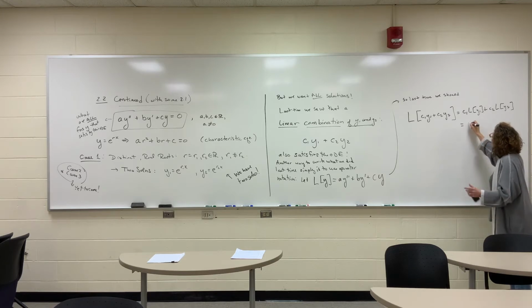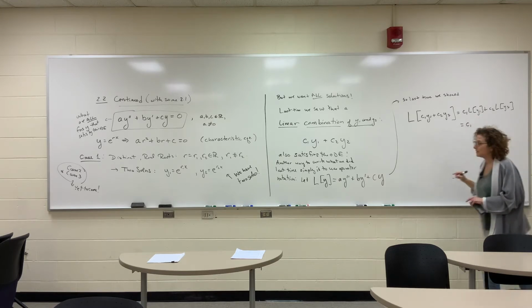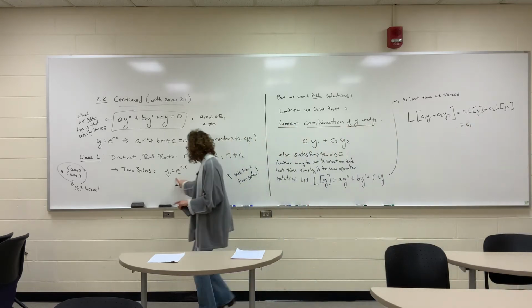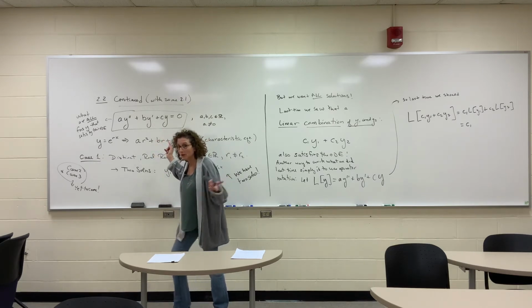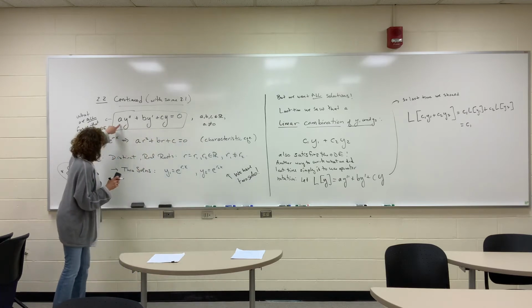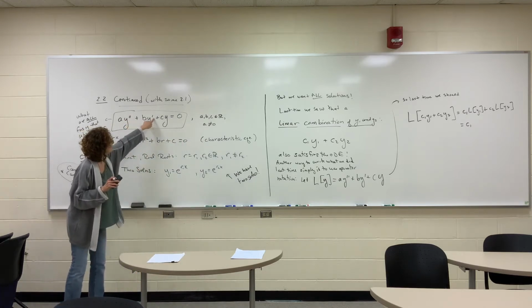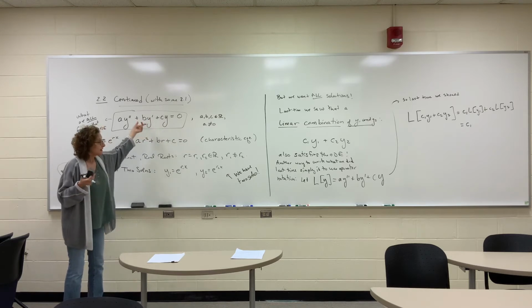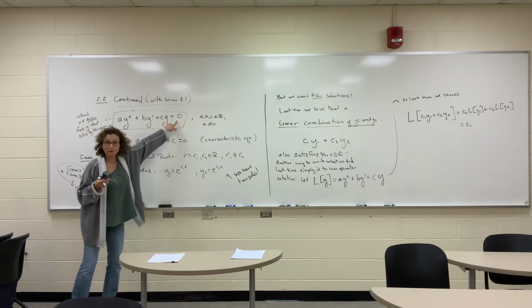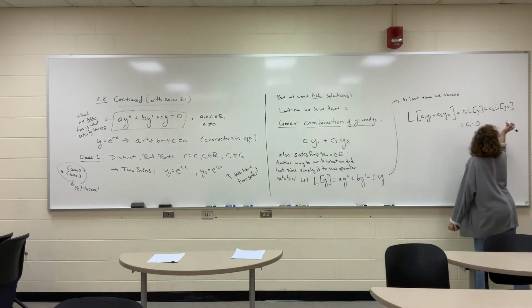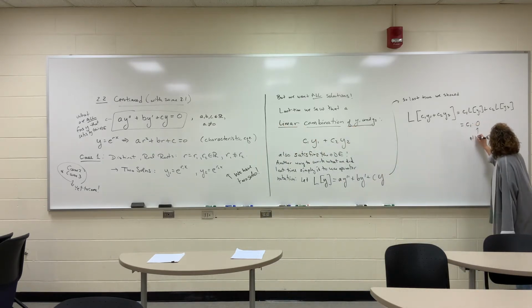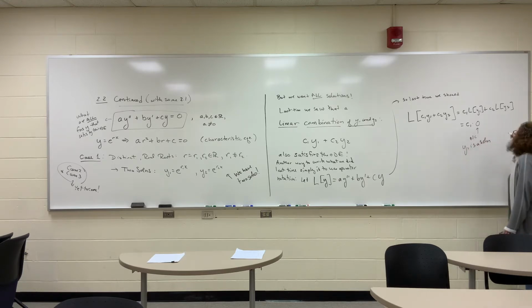And what do we know? Well, y1 was a solution, so what is L of y1 equal to? A y1 double prime plus B y1 prime plus C y1. That's L of y1, but it's a solution, and therefore that equals 0, because y1 is a solution. Plus C2 times L of y2.